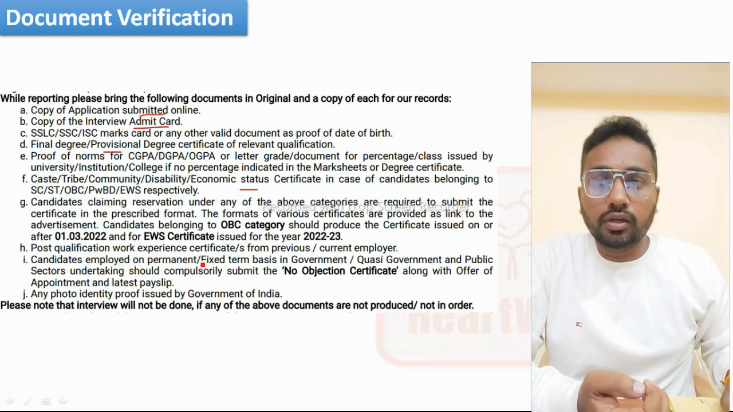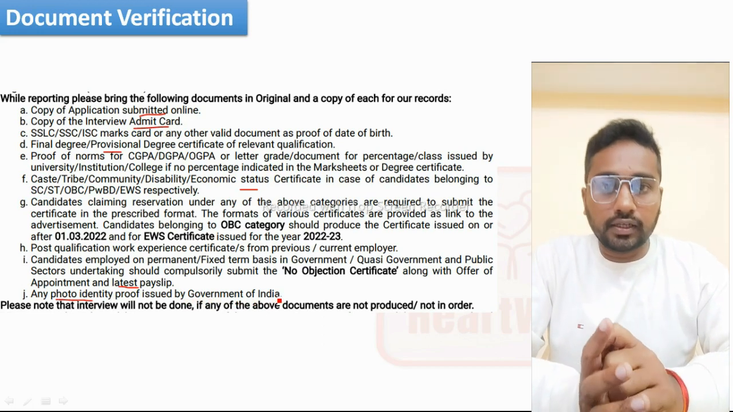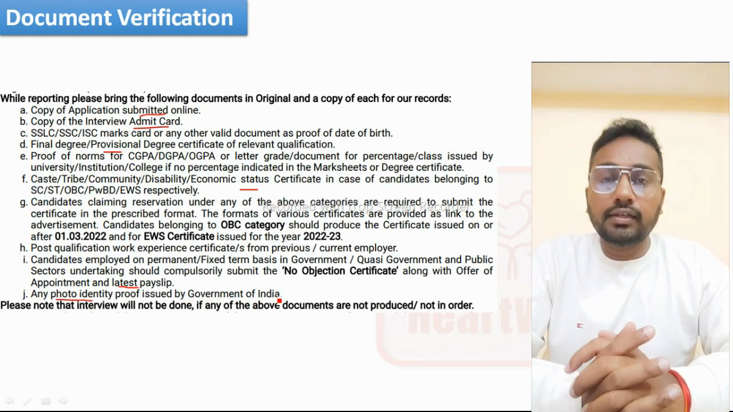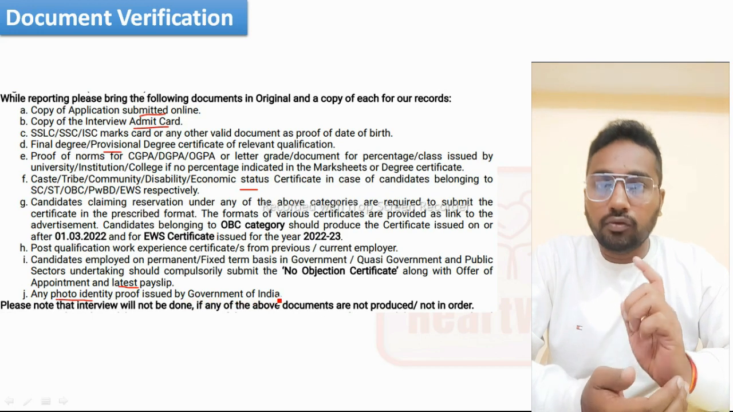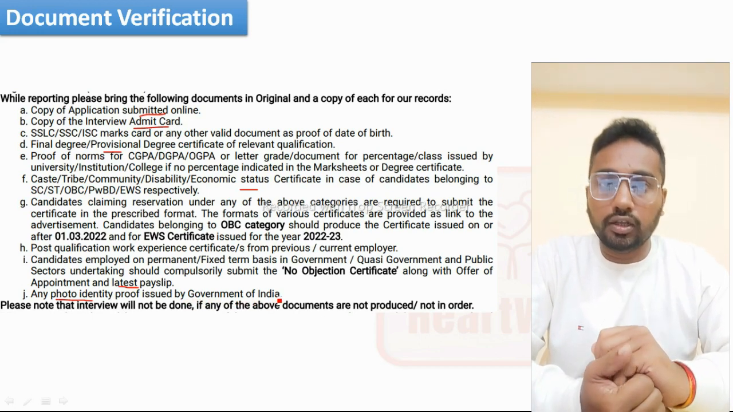Then suppose you are still working in a company, then you need an NOC, a non objection certificate, along with the appointment letter and latest payslip. And any photo identity proof issued by the Government of India. So these documents are required for this interview. And please mind it, if any one document is missing, then they will not allow you for this interview. So you have to carry all the documents.